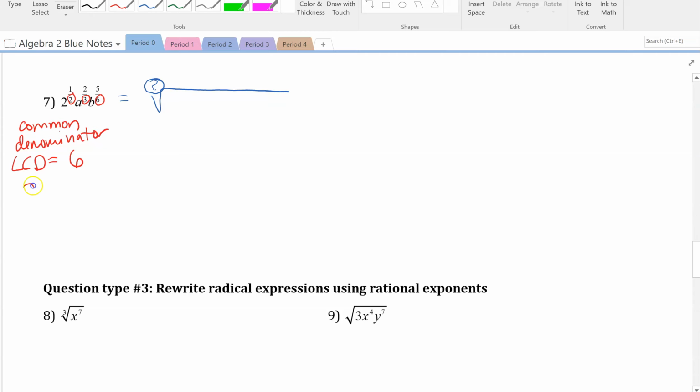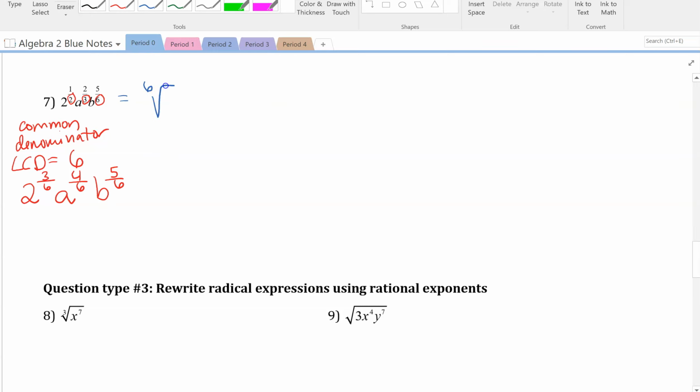So for the 2 to the 1/2, I'll think of that as 2 to the 3/6, since 3 over 6 is equivalent to 1/2. For a to the 2/3, I'll think of that as a to the 4/6, because 4/6 is equivalent to 2/3. And then the last one can stay the same, b to the 5/6, because it already had a denominator of 6. So now I have the same fractions, but written with a common denominator of 6. So now I have a common index. So now I can put a 6 up here.